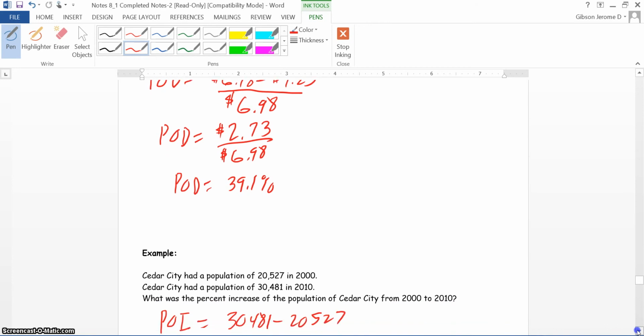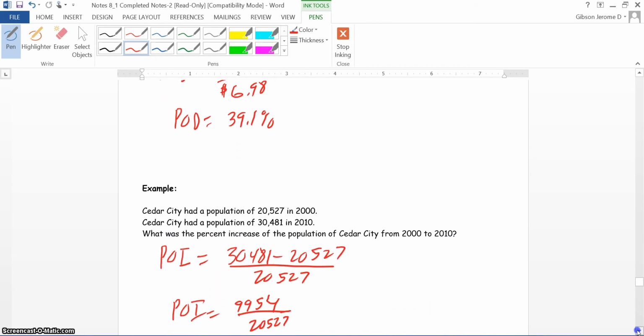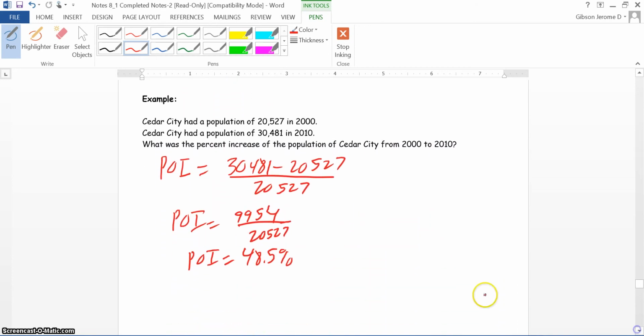And it shows down here, well, we're actually going on to the next problem. It says Cedar City has a population of 20,527 in 2000. Cedar City has a population of 30,481 in 2010. What was the percent increase of the population of Cedar City from 2000 to 2010? So again, we would take the larger number minus the smaller number divided by the original number.